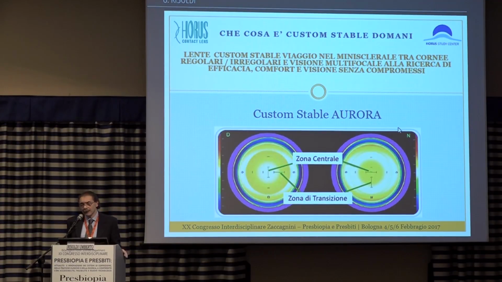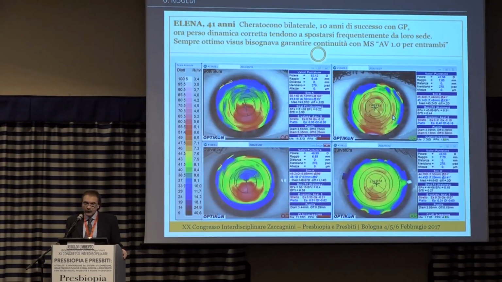The lens is tight, the tear fluid doesn't move underneath, and the vision is very clear and crisp with considerable advantages. This multifocal contact lens has the possibility of customizing the central zone and the transition zone. You put a center distance in the dominant eye, and on the other side a center near.